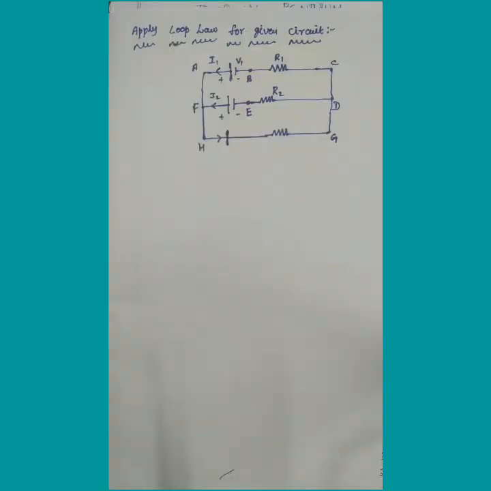Welcome, my dear friends. Today our topic is applying Kirchhoff's second law, that is, the loop law, for a given circuit. Before we go into that, I would like to state the loop law once: the algebraic sum of the increases and decreases in potential difference across various components of the circuit in a closed circuit loop must be zero.